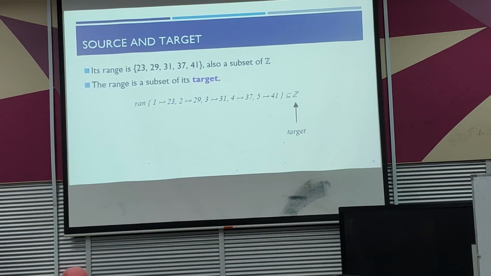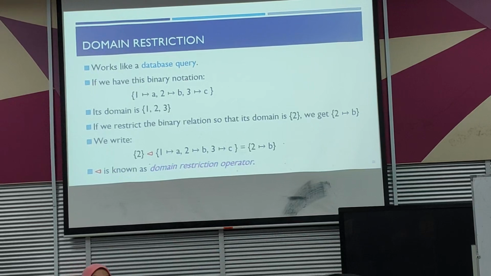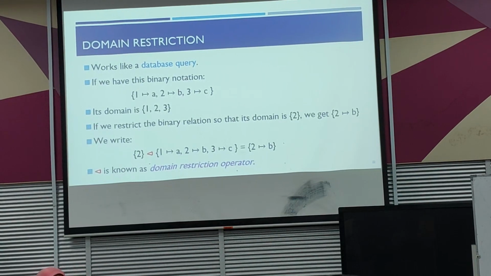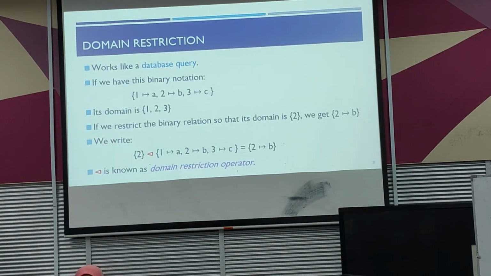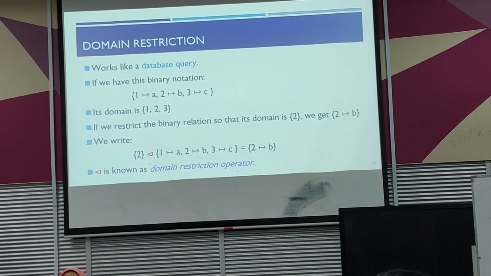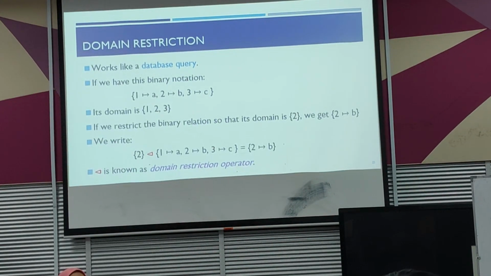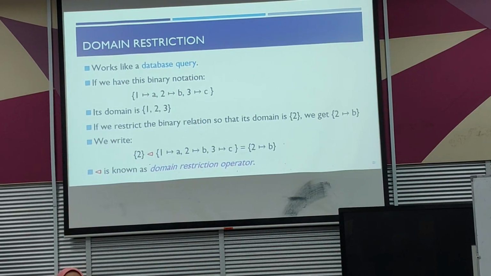Now, in your tutorial 5, there are questions about these symbols already. The first symbol that you are going to use a lot also in your operation schema is what we call domain restriction.